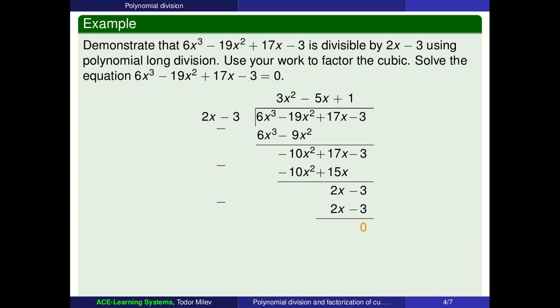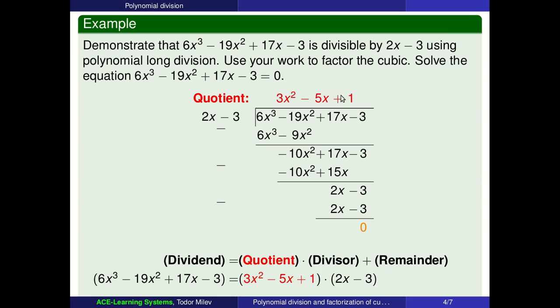Just a reminder, this here is the quotient of our polynomial long division, and this here is the remainder. So this is the remainder of our polynomial division. As promised, the remainder of our polynomial long division is 0. How was that promised? Well, we were promised that the dividend is divisible by 2x minus 3, which, as we said, means that we were promised that the remainder is 0. Okay.